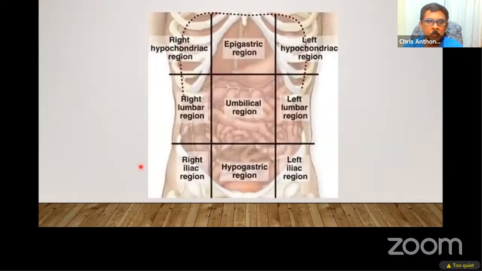Many people like to divide the abdomen into nine regions, as shown in this diagram. The upper three are the right hypochondrial region, epigastric region, and left hypochondrial region. The middle three are the right lumbar, umbilical, and left lumbar regions. The lower three are the right iliac region, the hypogastric or suprapubic region, and the left iliac region. The structures that lie in all these nine regions can be seen in the diagram below.